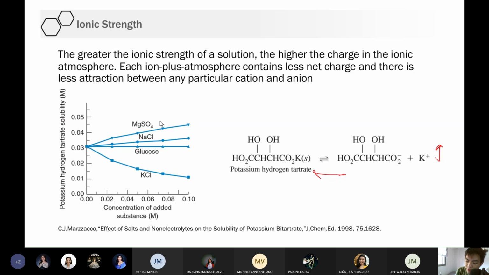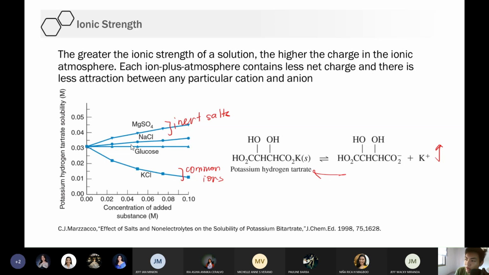When you add inert salts, they provide shielding so that your ions will not reform the precipitate. However, when you add common ions, they will push the reaction backwards. They will push the reaction to reform the precipitate. Hence, the solubility of the precipitate will decrease.